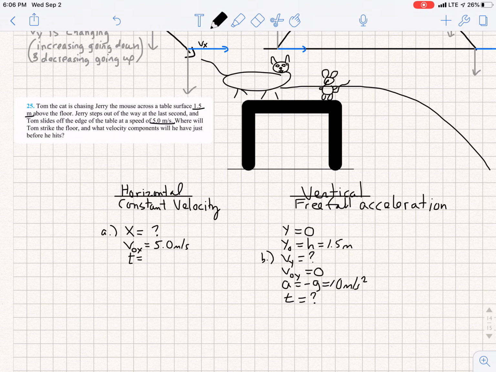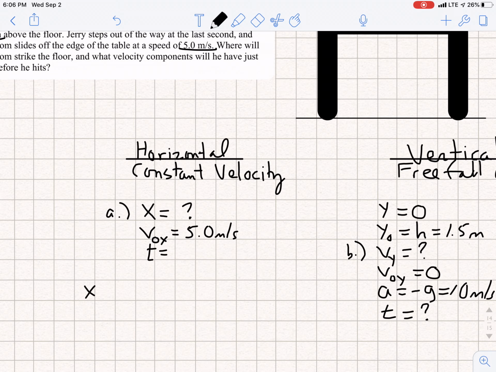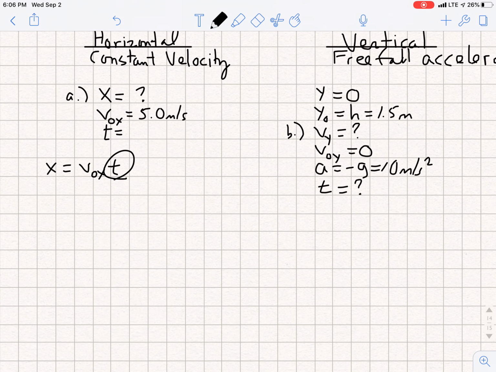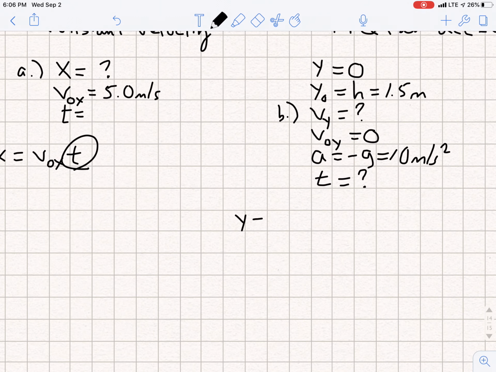Now, we have an issue. I can't really use this equation just yet because I don't know the time. But if I come over to my list of vertical variables and I choose a good free fall equation, say the second one, then this is equal to 0, this is equal to 0, and I can solve for time.